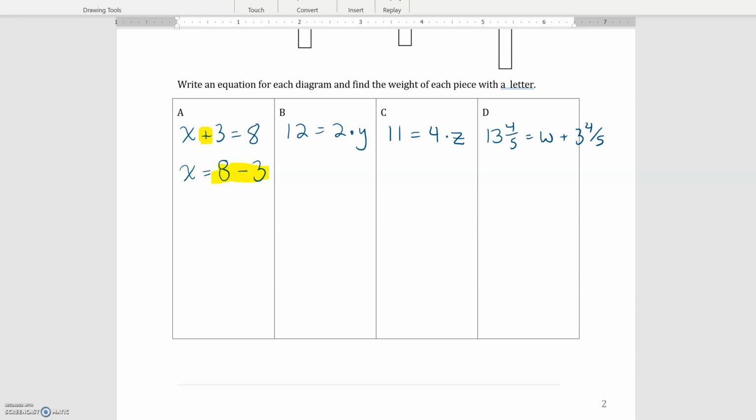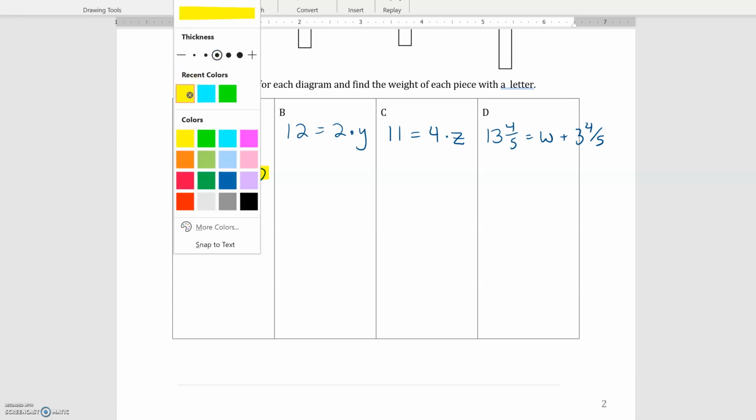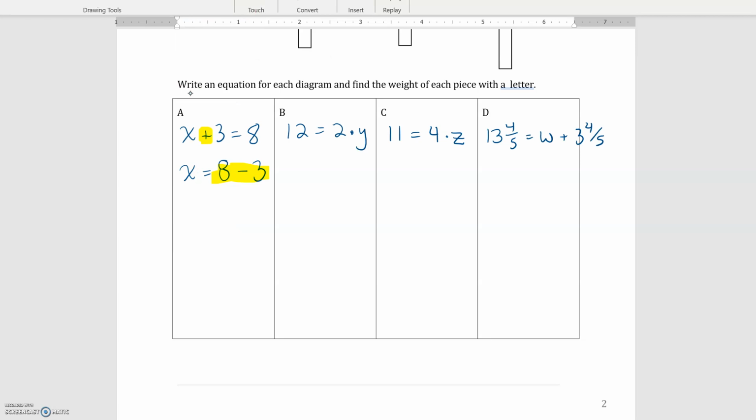Let's follow that same thinking again for letter B. B says that 12 equals 2 times y, or 2 groups of y. So to find y, if 2 groups of y equal 12, I can find what y is by dividing by 2 to find what 1 y equals. So I could find y by doing 12 divided by 2. So I can find this to find my value of y.